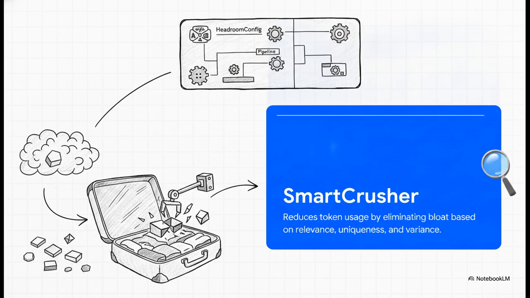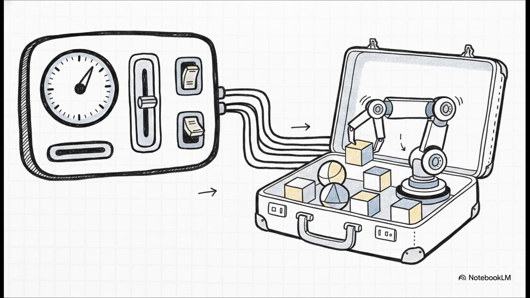give a great answer. And you get incredibly precise control over how that suitcase gets packed. Using the SmartCrusher config, you can set properties like min_tokens_to_crush. This means the crusher literally won't even wake up unless your prompt hits a certain size. You can adjust the variance threshold and even dictate the relevance_tier, choosing between BM25, embedding, or hybrid. It's totally customizable to the specific vibe of your app.